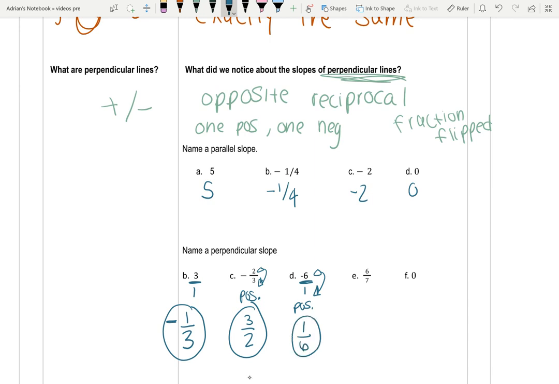This one I have a positive fraction, so I know my answer should be negative. Again, we want to flip it. So it's going to be negative 7 over 6. And last we have 0. 0 is a special case one. The opposite of 0 is always undefined. And the opposite of undefined would always be 0.